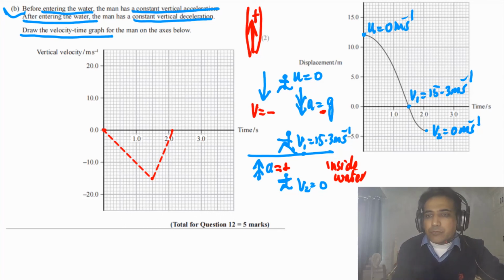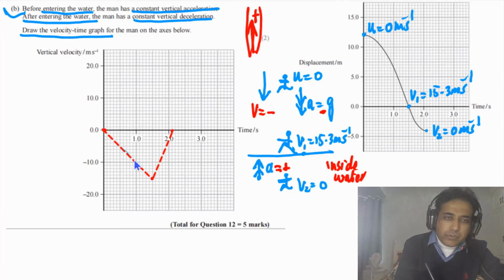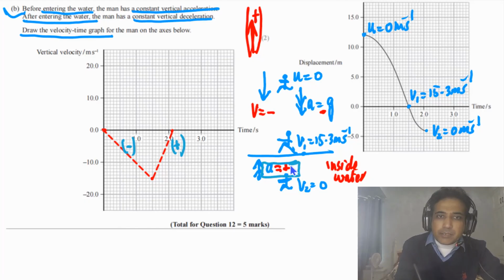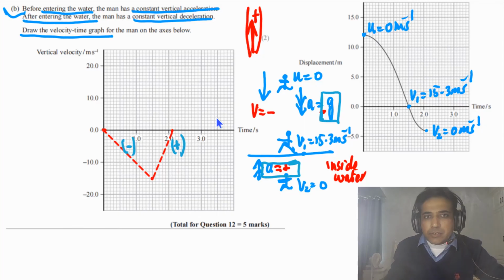You can also see from here acceleration has different direction. Here we can see this gradient is negative, and here the gradient is positive. So this gradient is negative and this gradient is positive. So this acceleration has positive direction and this one has negative direction. We can also see from here. So this is how you need to sketch this graph.